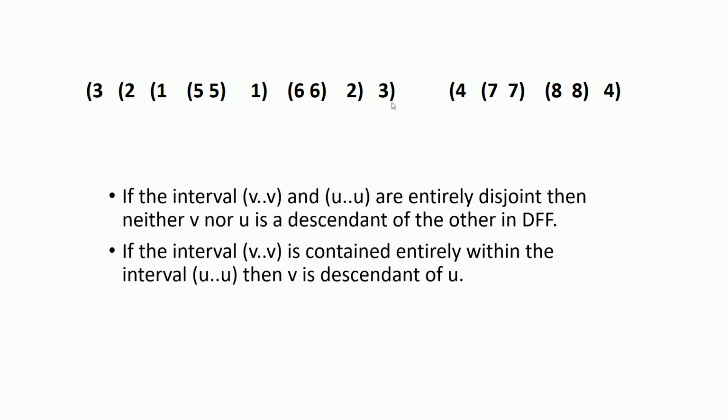The second simple rule is that if interval v is contained entirely within interval u, then v is a descendant of u. For example, the set starting with 7 and ending with 7 is entirely within the set starting with 4 and ending with 4. So we can deduce that node 7 is a descendant of node 4 in this depth first search call. In the same way we can deduce that node 5, node 6, node 1, and node 2 are all descendants of node 3, because they are all inside the set starting with 3 and ending with 3.